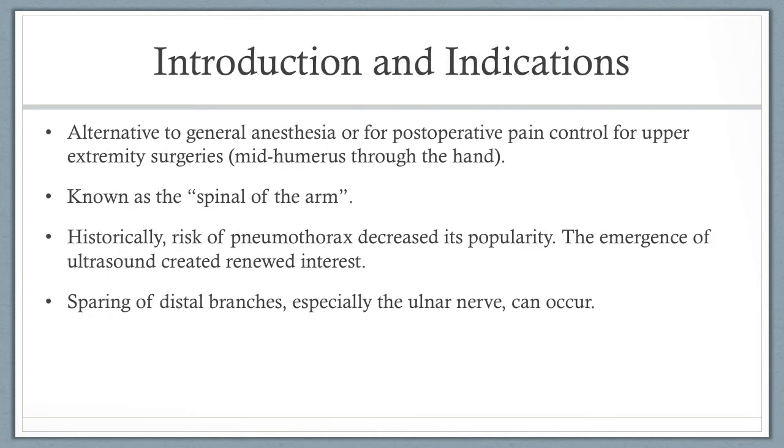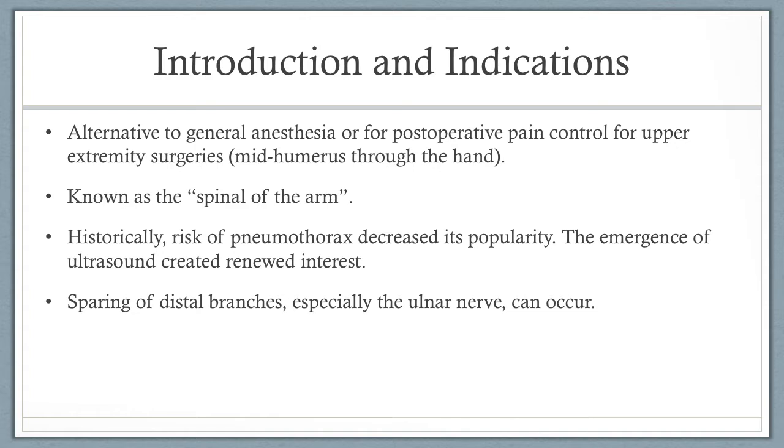The supraclavicular nerve block is a regional anesthetic technique used as an alternative to general anesthesia or used for post-operative pain control for upper extremity surgeries from the mid-humerus through the hand. This would include surgeries for the arm, elbow, forearm, and hand. It is commonly known as the spinal of the arm.